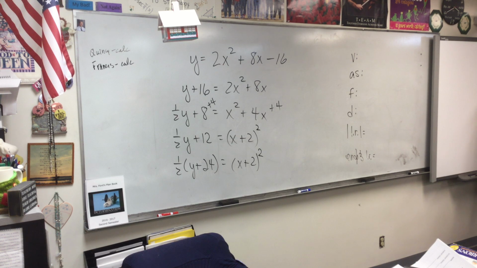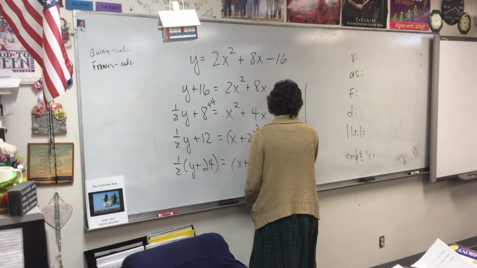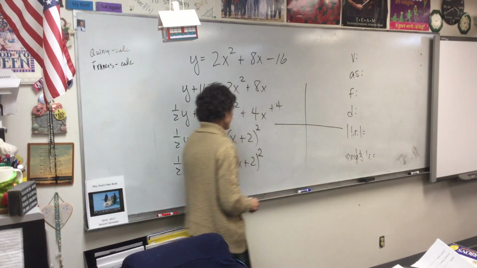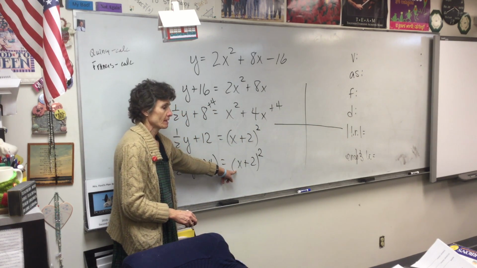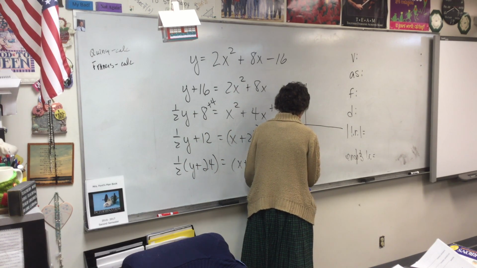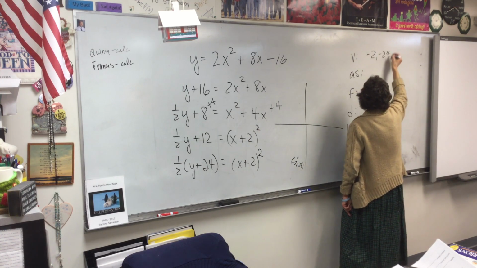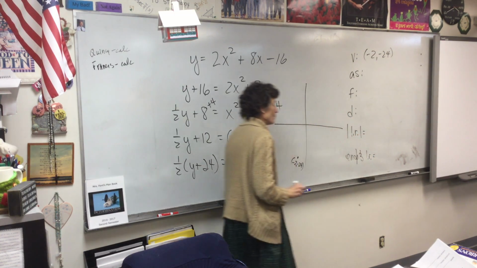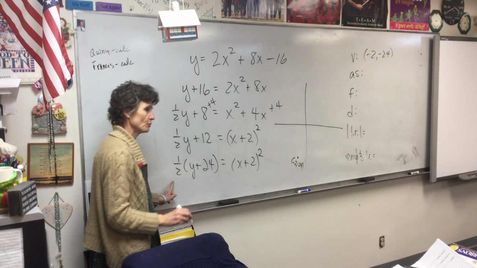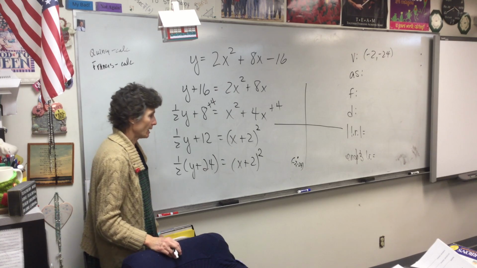Alright, so the standard form, everybody good on that? Yeah. Alright, I put a fraction in this one. That doesn't change anything. Everything still works the same way. Where's your vertex? -2, -24. So we can fill in that blank. Which way do we open? Now pay attention to your equation. Which way does this guy open? Up.